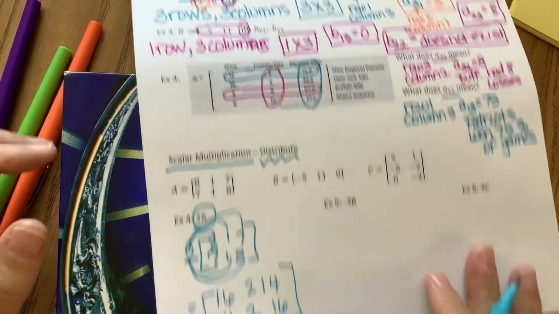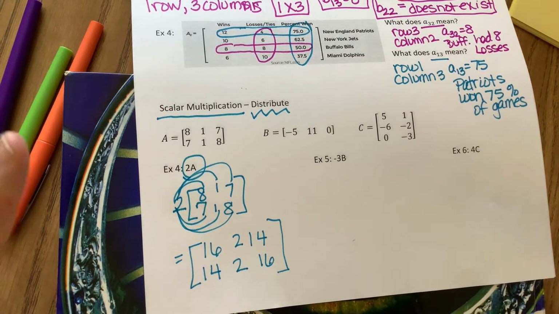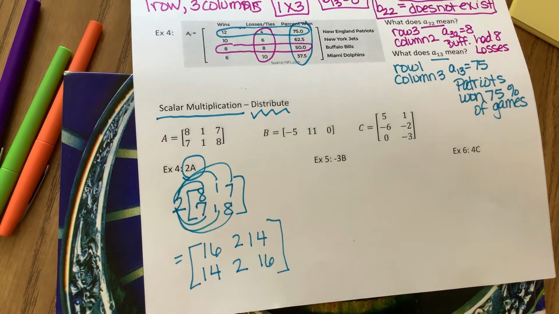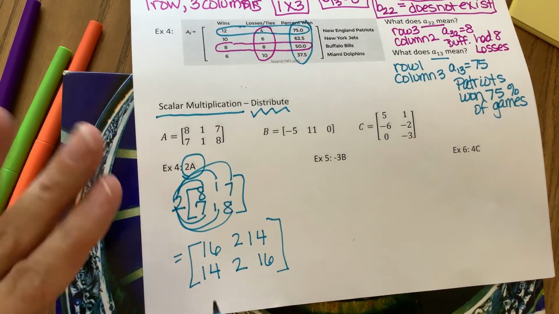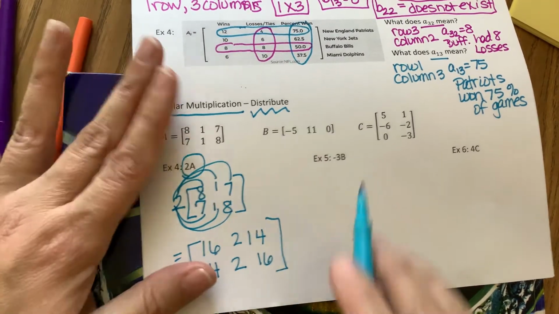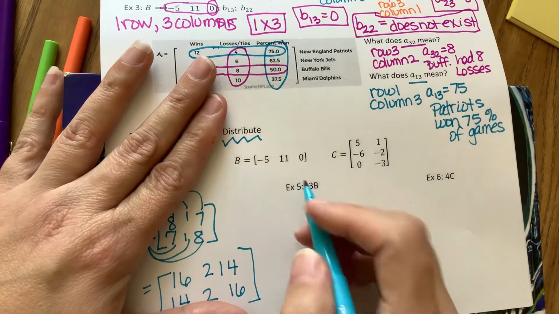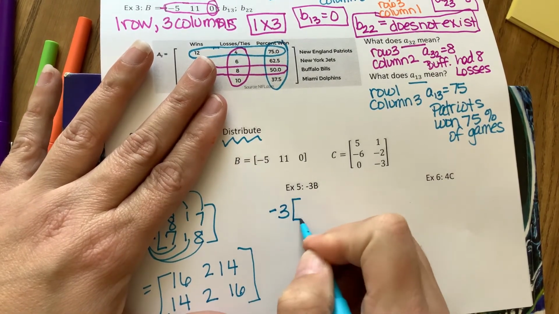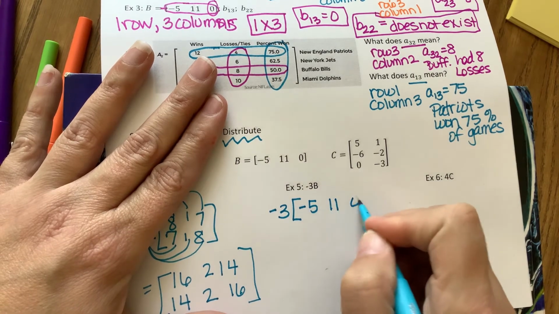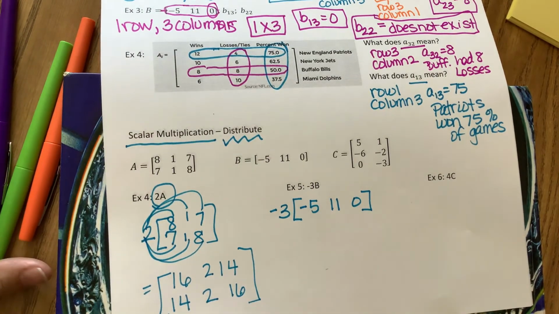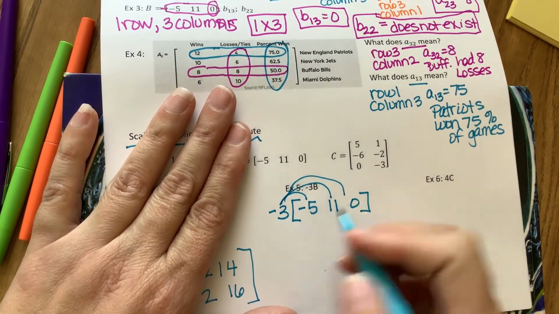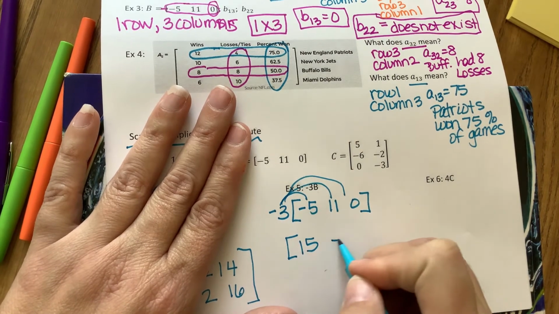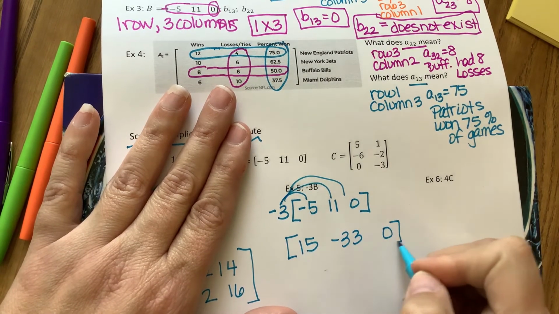And keep things lined up. Matrices do not use commas or anything like that. It's all about spacing. So keep your spacing so that it's all lined up correctly. So 2A just means take all of the elements of matrix A and multiply them by 2. So number 5, negative 3B means negative 3 times all of matrix B. So scalar multiplication is just like distributive property. So I'm going to take negative 3, distribute, distribute, distribute. And there's my answer.